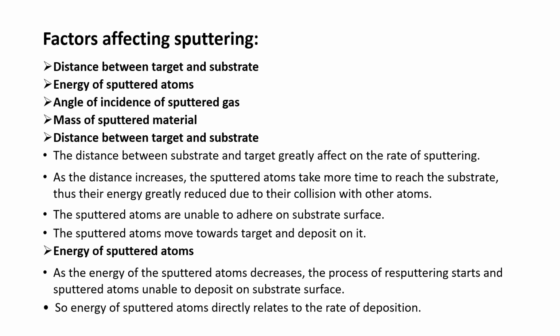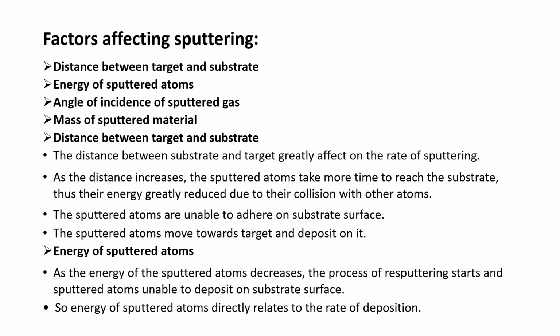As we know that target material is that material from where the sputtering of the atoms takes place, and then these sputtered atoms are deposited on the surface of the substrate. The distance between the substrate and target greatly affects the rate of sputtering. As the distance increases, the sputtered atoms take more time to reach the substrate, thus their energy is greatly reduced due to their collision with other atoms.